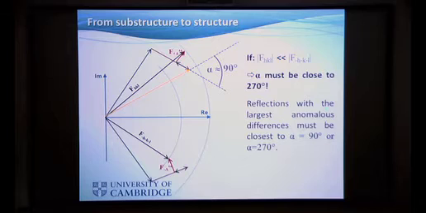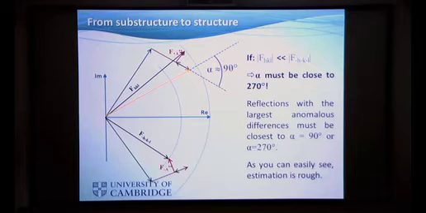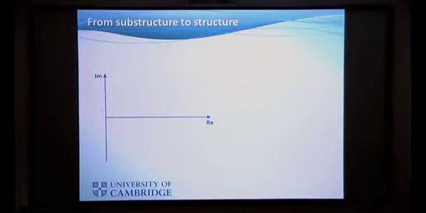So the reflections with the largest anomalous difference must have either alpha near to 90 degrees or to 270 degrees, depending on which of the two is larger. Consequently, as you can see, the estimation is very rough. We really don't know whether it's 100 or 110 or 90 or 80, but approximately. There's one other case. Has someone an idea what the case that I haven't discussed yet is?